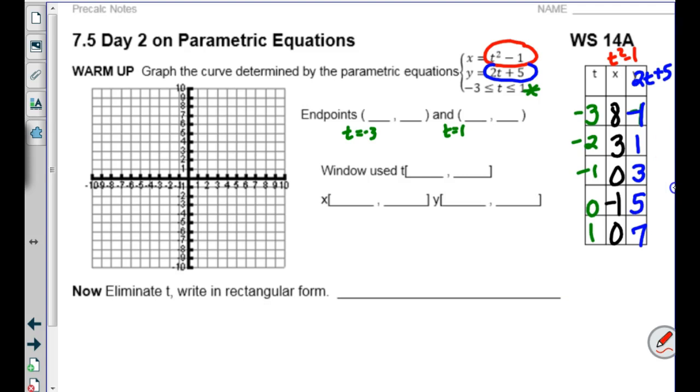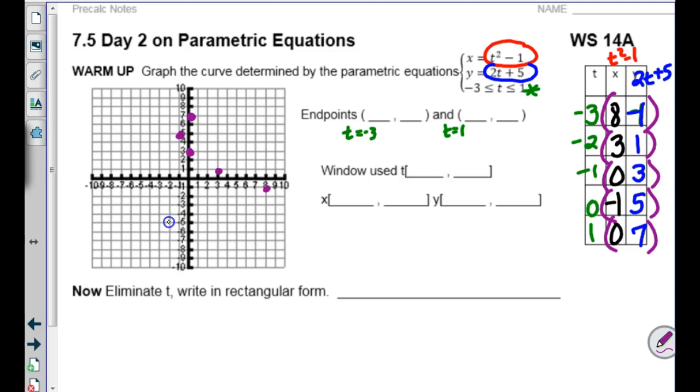Okay, so the x was based on the t and the y was based on the t. But when we go to graph it now, we only graph the xy ordered pairs. And then we're going to have to do something called orientation, but let's plot them real quick. Left 8, right 8, down 1. Oh my goodness. Right 3, up 1. 0, 3. Left 1, up 5. And back to 0, 7.